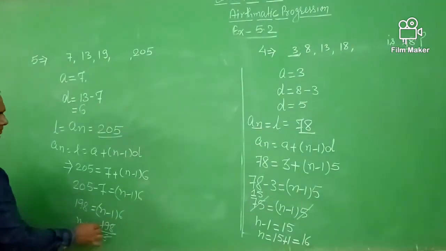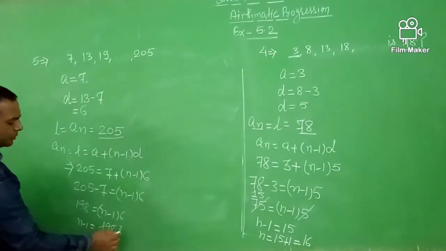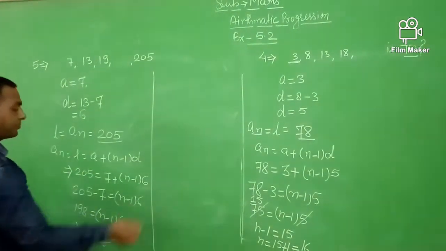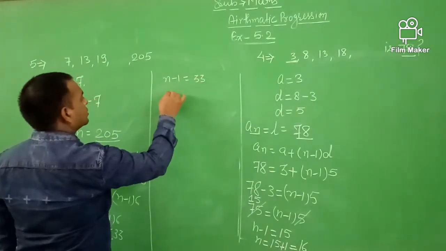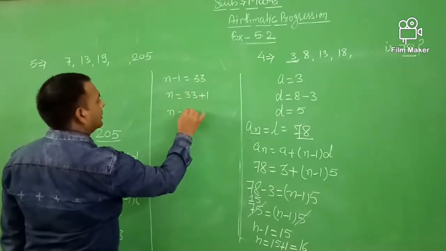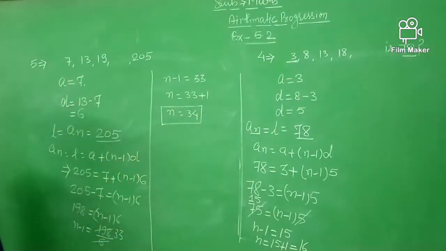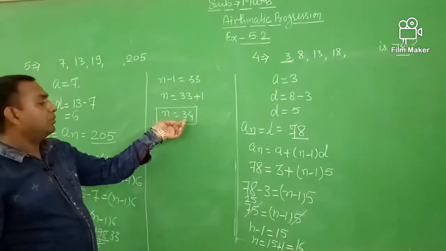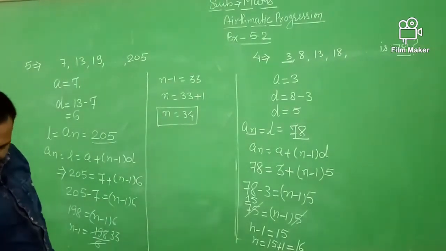Here 6 3s are 18, so 6 3s are 18. Therefore n minus 1 is equal to 33. So n is equal to 33 plus 1. So n is equal to 34. So there are 34 terms in that AP. This is equal to n is equal to 34. So the 34th term of that AP is equal to 205.